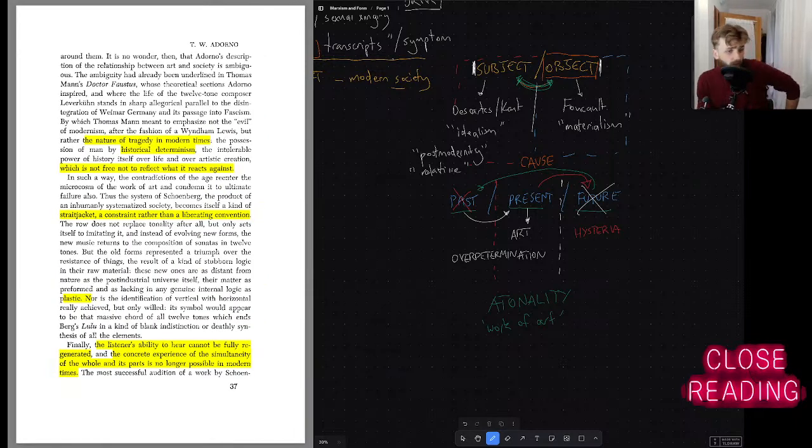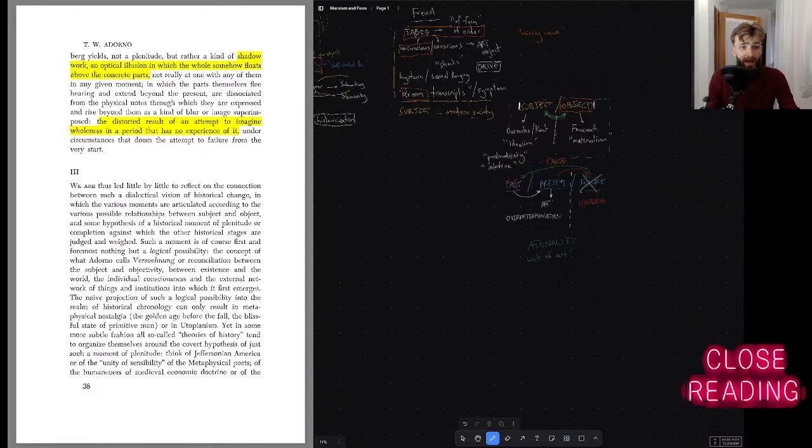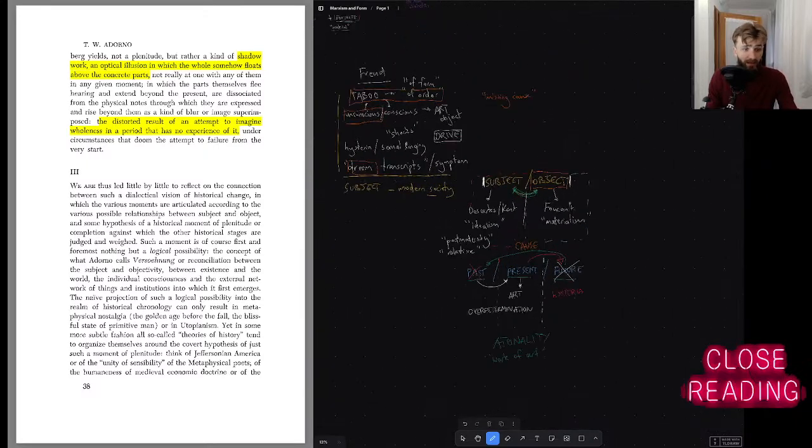Okay, the last thing I wanted to comment about this section, obviously there's a lot more we could say about this section, but the last thing I wanted to comment before we go on is about the use of this term autonomy and how it relates to the subject-object divide in some sense.